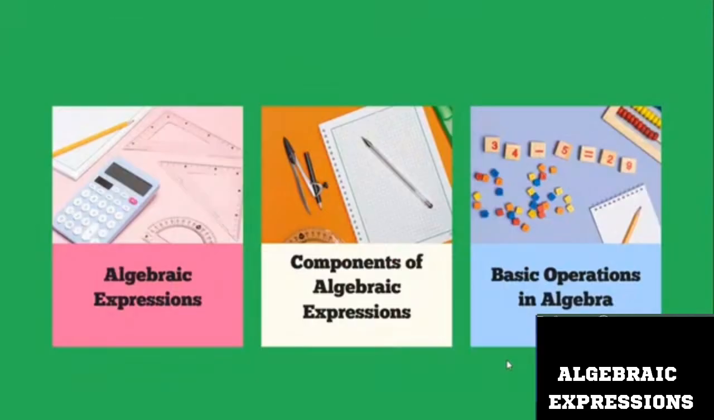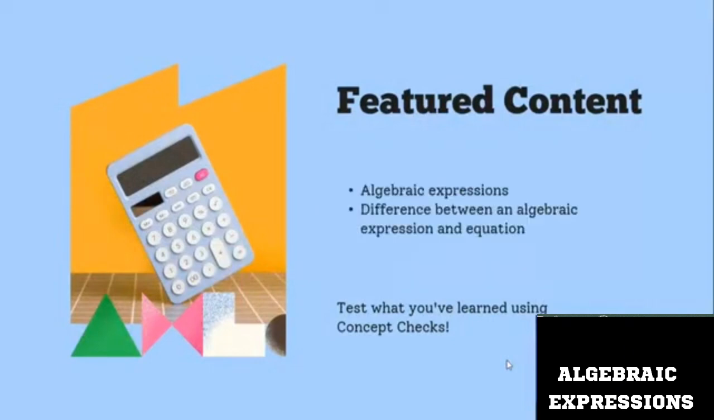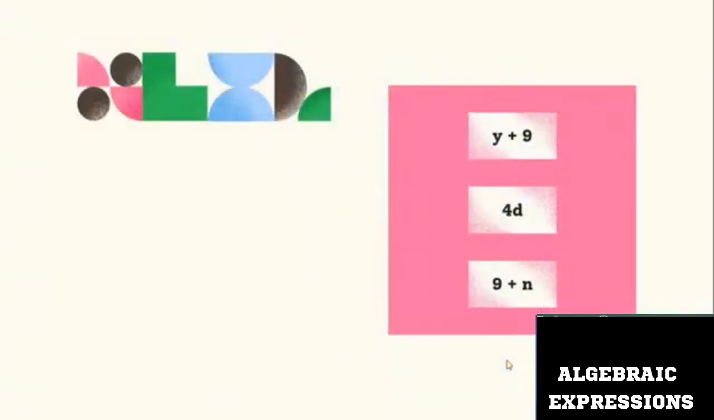So we are going to look mainly at algebraic expressions. We're going to also look at components of algebraic expressions, and then we'll look at a few problems which are basic operations in algebra. What we're going to learn is we're going to look at algebraic expressions. We're going to look at the difference between an algebraic expression and an equation. Also want to look at components of algebraic expressions, what they are, and then basic operations involving algebra.